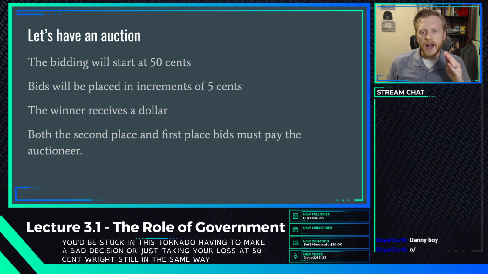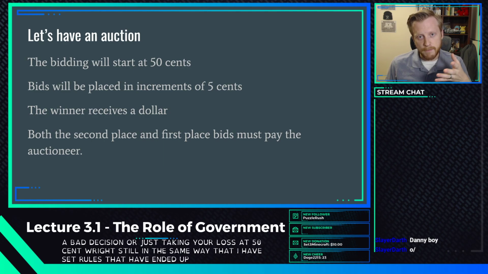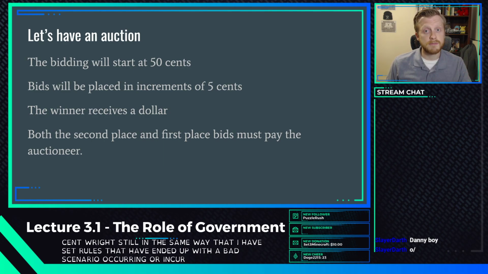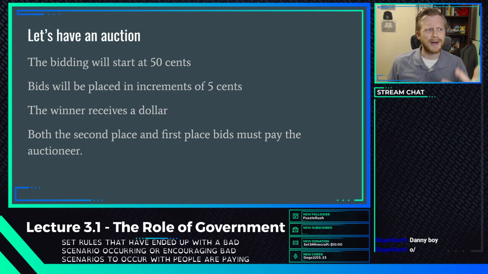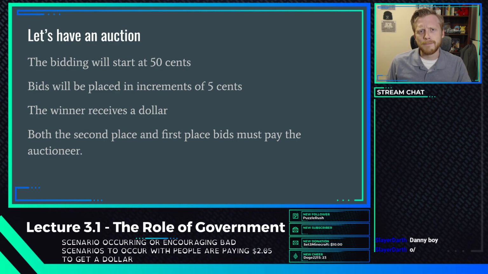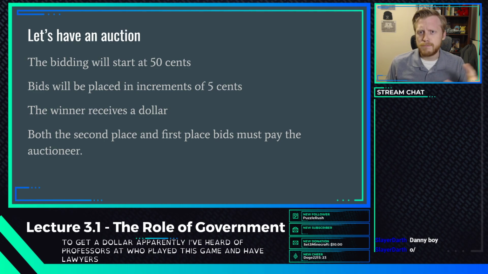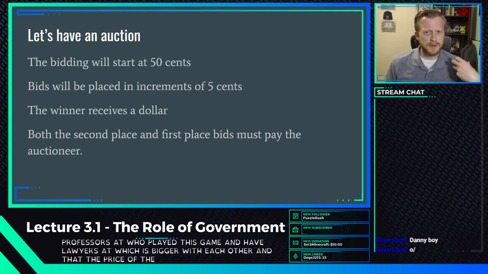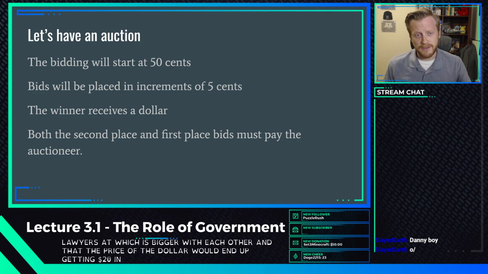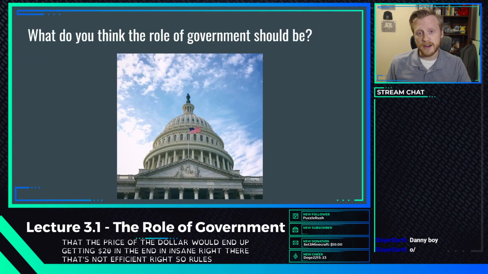So in the same way that I have set rules that have ended up with a bad scenario occurring, or encouraging bad scenarios to occur where people are paying $1.05 to get $1. Apparently, I've heard of professors that have played this game and had lawyers that would just bicker with each other, and the price of the $1 would end up getting to $20, and it's insane, right? That's not efficient, right? So rules matter.